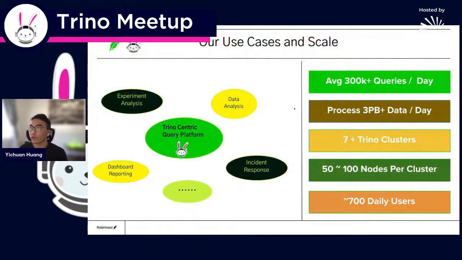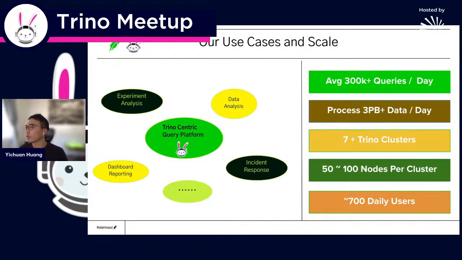So first, a quick glance at how we use Trino at Robinhood. We use Trino as the underlying query engine for our query platform. The use cases are experiment analysis, data analysts that run queries against our data lake, and we use Trino for incident response and also for dashboard reporting.